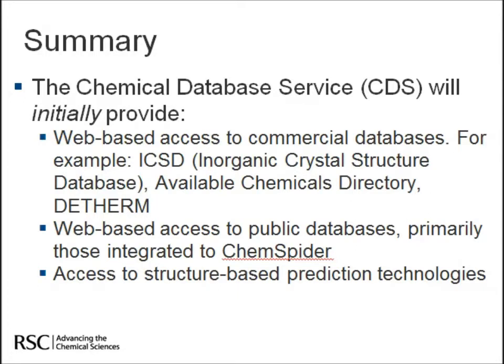The Chemical Database Service releases in January 2013. The system will initially provide web-based access to a number of commercial databases, for example, systems such as the Inorganic Crystal Structure Database, the Accelrys Available Chemicals Directory, and in the very near future, DTherm. We'll also provide web-based access to public databases, specifically those integrated to the ChemSpider platform that the Royal Society of Chemistry has been developing for a number of years.